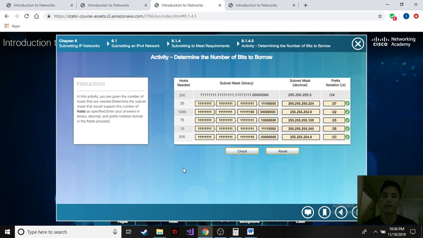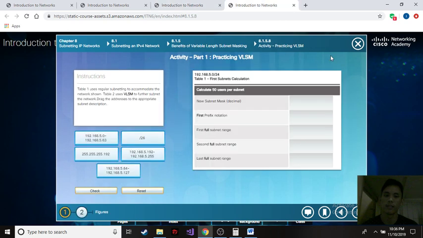In this activity there are two parts, part 1 and part 2. Of course we're going to answer part 1 first, entitled Practicing VLSM. The instructions say table 1 uses regular subnetting to accommodate the network shown. Table 2 uses VLSM to further subnet the network. Drag the addresses to the appropriate subnet descriptions.